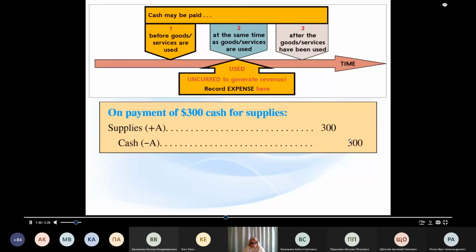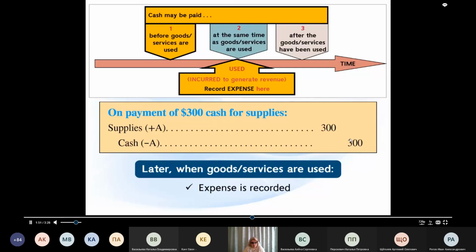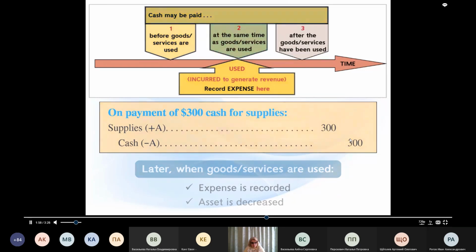Instead, at the end of the month, the company will count the supplies on hand and determine the cost of those supplies. They will then compare the existing balance in the supplies account with the amount on hand to determine the amount that was used during the period. The expense will be recorded, and the asset account will be decreased because those supplies are no longer on hand.